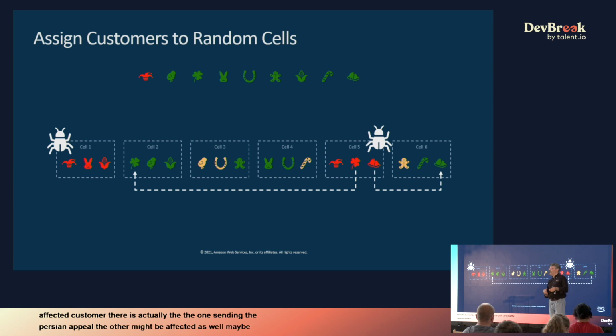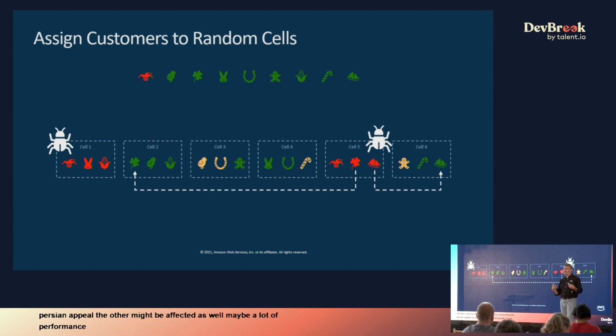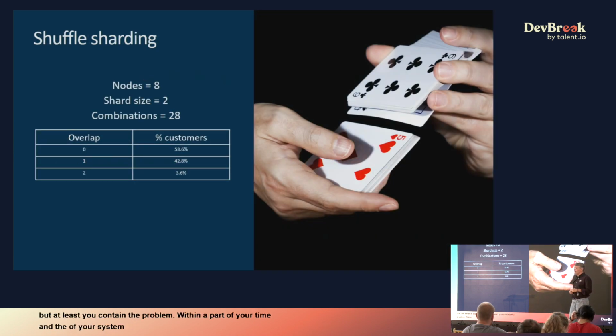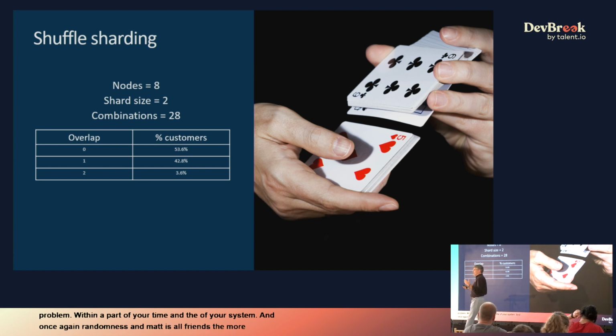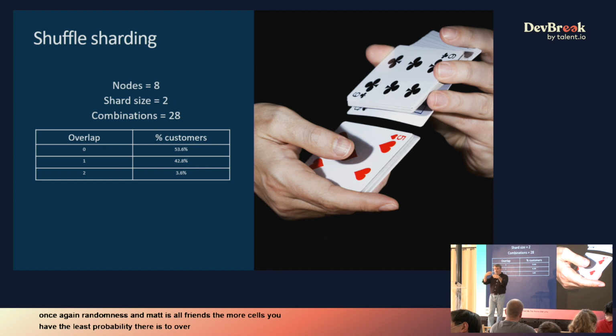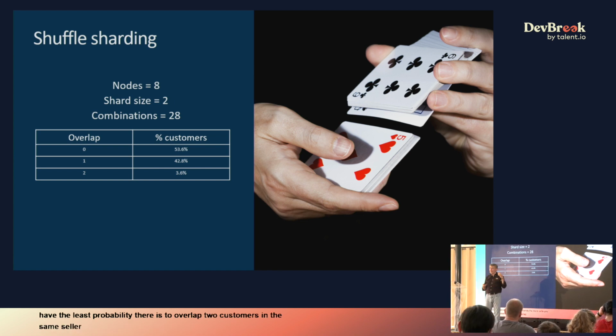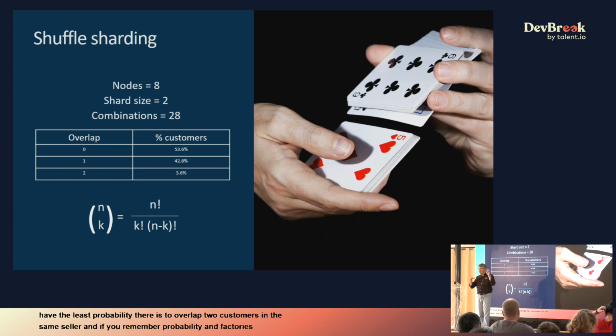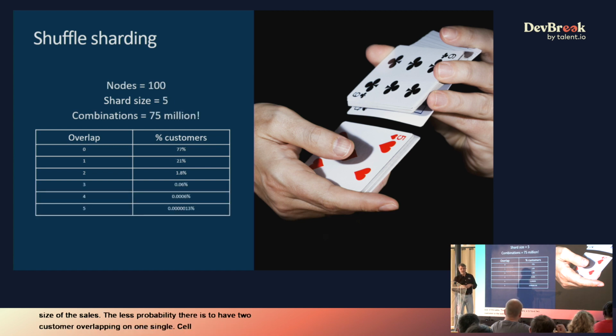The others might be affected as well, maybe a loss of performance because you have less capacity, they are served by one cell instead of two. But at least you contain the problem within a part of your system and not the totality of your system. And once again, randomness and math is our friend. The more cells you have, the lower the probability of overlapping two customers in the same cell. And if you remember probability and factorials and playing with all that at university, the more nodes you have, depending on the size of the cells, the less probability there is to have two customers overlapping on one single cell.